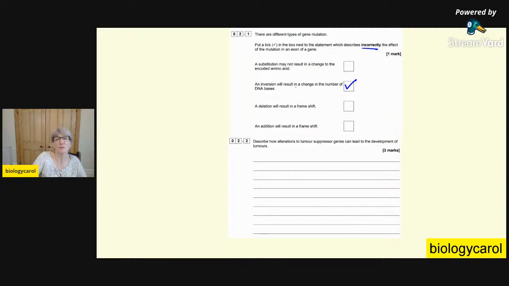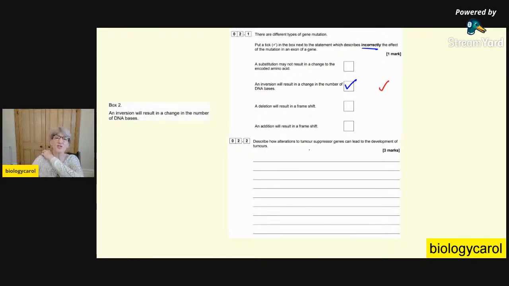Because an inversion isn't going to change the number of DNA bases. Inversion is where a piece of DNA literally flips around. It's not going to change the number of DNA bases. All right. Deletions do result in a frame shift, and addition does result in a frame shift, and a substitution may not result in a change to an encoded amino acid because of the degenerate nature of the DNA code. So got that one.